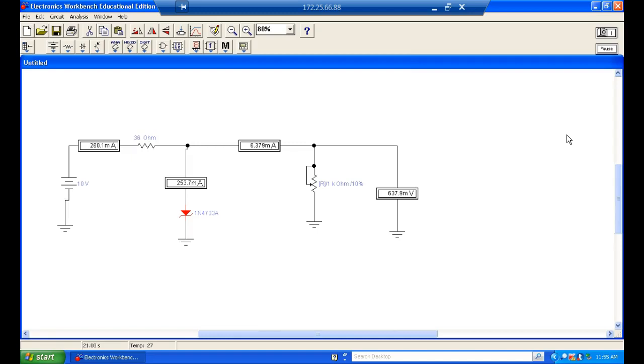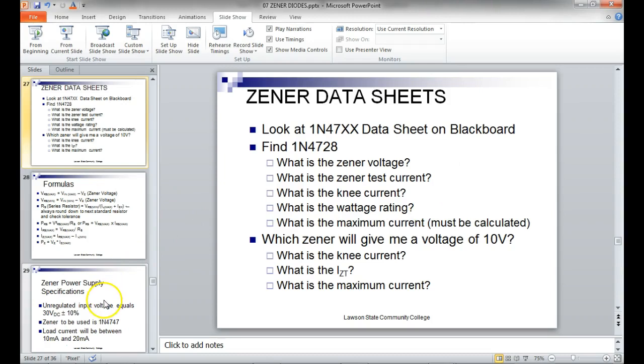No, we won't drop the 0.7. So we normally operate these things in reverse bias, right? And they work in reverse breakdown. Any questions? Guys, neat, ain't it? To me, it is. Might not be neat to y'all.